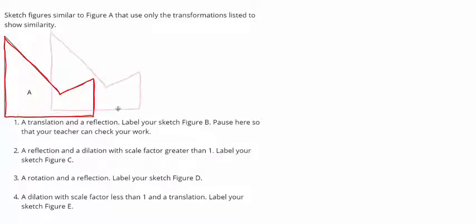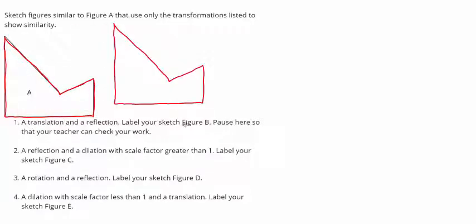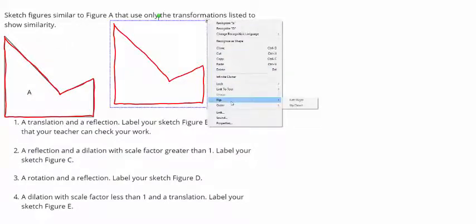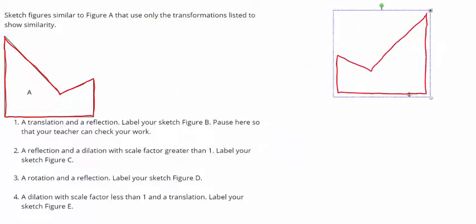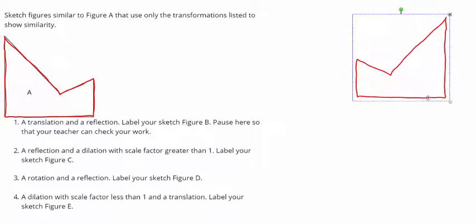So I'm going to translate it. Just translate it there. And I'm going to reflect it. And this is going to be sketch figure B. So it's the same size, just translated and reflected.